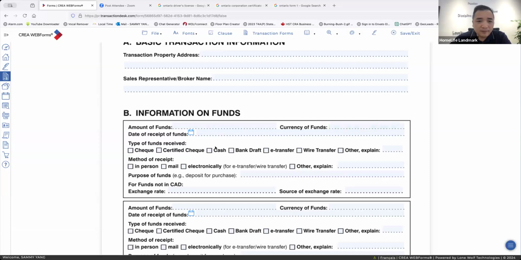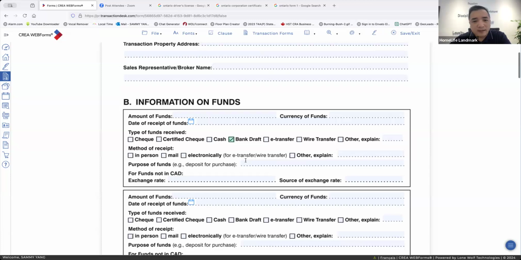This is the date of the receipt of funds. So if you get the bank draft today, you go with your buyer to the bank, get a draft, you can write down today's date. So in most cases, we ask a buyer to get a bank draft.